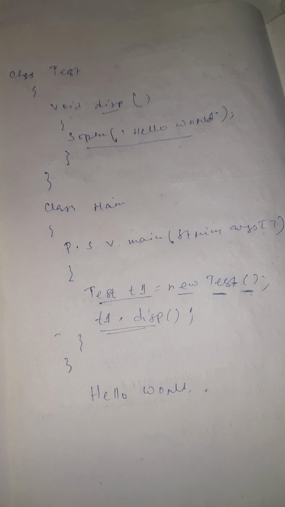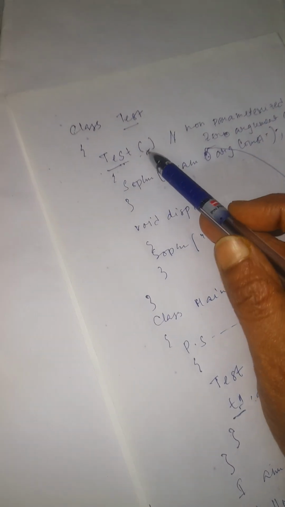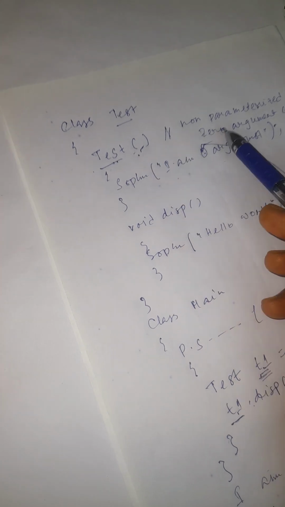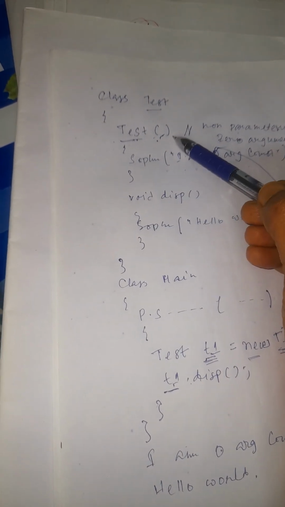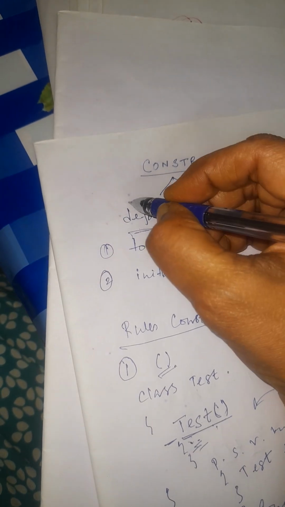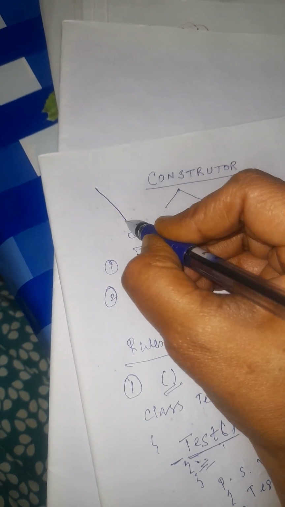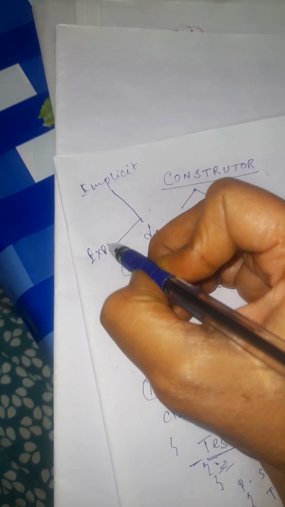Clear? What is the default constructor? Now one confusion may be: is this the default constructor? No, this one is not the default constructor. This one is a non-parameterized constructor. Both are the same, but when you declare any constructor, then the default constructor will be overloaded. So basically in Java there are two types of default constructor: one is the implicit constructor and another one is the explicit constructor.